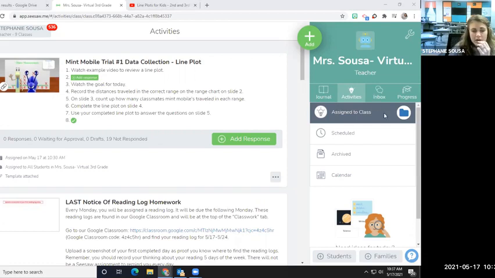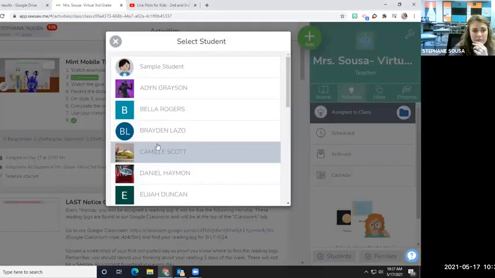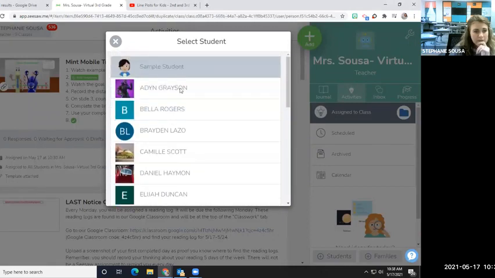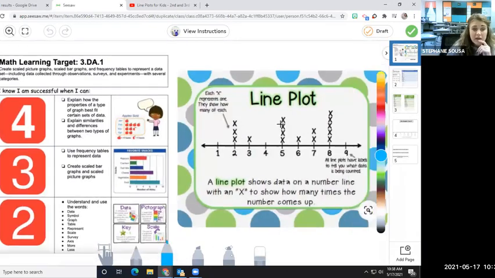Okay, we're going to add a response. Today we're going to be using the data from the sample student tables that I pulled for you, okay? So again, we are creating a scaled picture graph, bar graph, and frequency tables to represent a data set. We're going to focus on line plots today from our data sets.